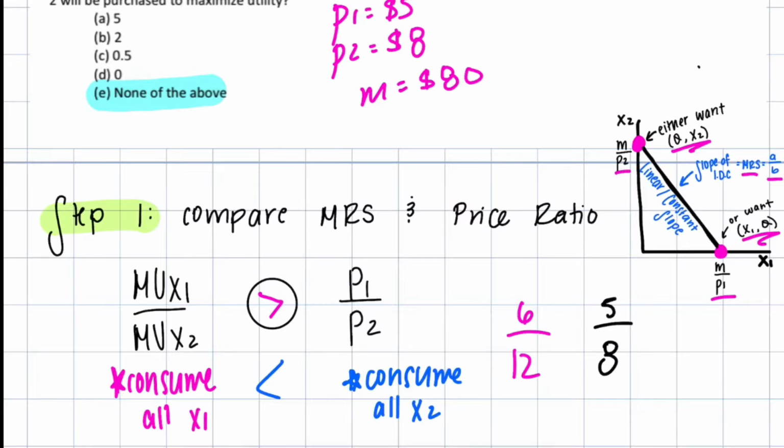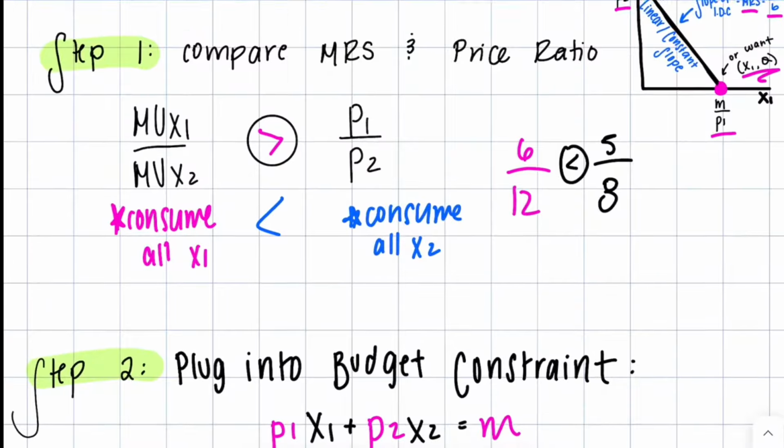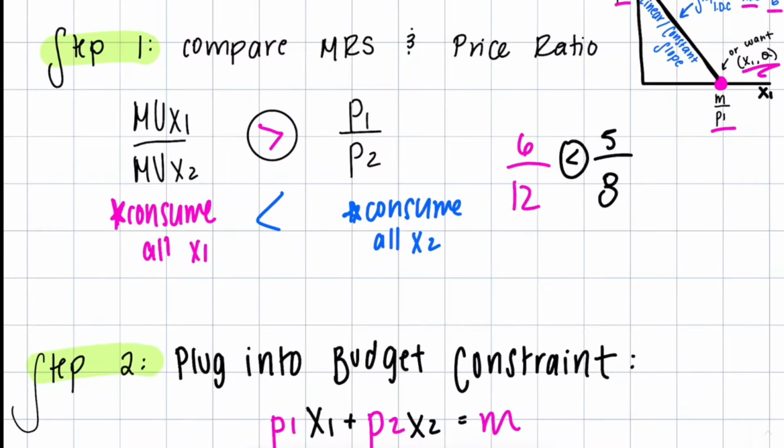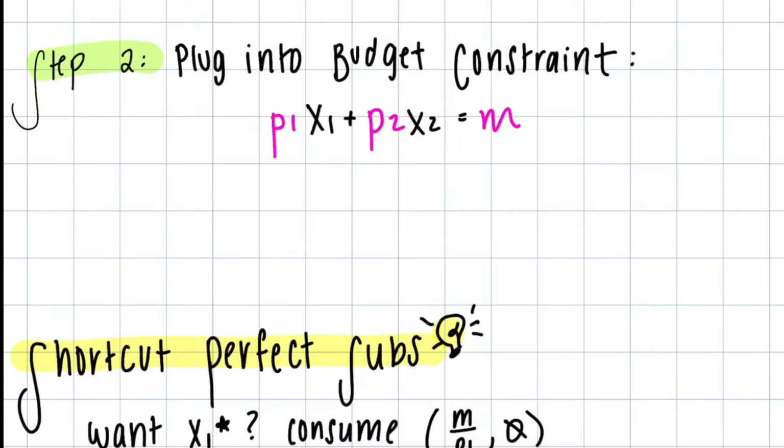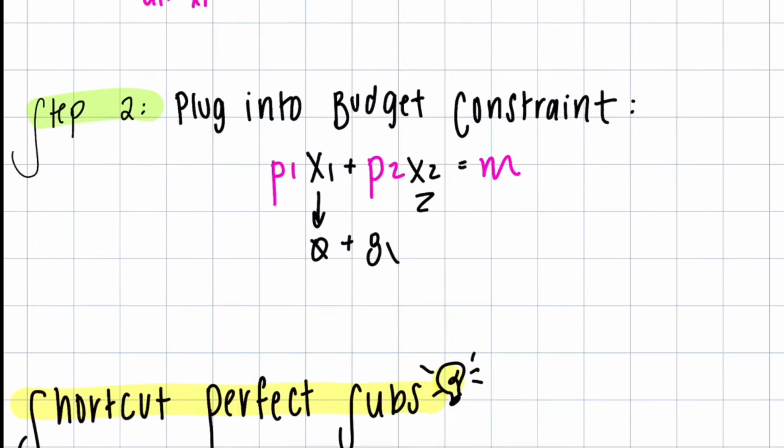We know that 5/8 is greater than 6/12, which is 1/2. So we're going to go ahead and say that the price ratio is greater and we want to consume all of x2. Since we know we want to consume all of x2, we're going to set x1 equal to 0, plus our price of 2 was 8, x2 equals that income of 80. That means our optimal amount of x2 is going to be 10, and our optimal bundle is going to be 0, 10.